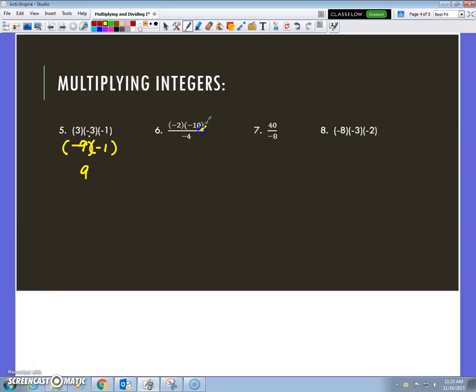On number 6, I'm going to do the numerator first. Negative 2 times negative 10 would be a positive 20. Two negatives when you multiply is a positive outcome, divided by negative 4. Now I have a positive value divided by a negative value. I'll have one of each, so I know my outcome will be negative. 20 divided by 4 is 5. Number 7, a positive divided by a negative is a negative. And 40 divided by 8 is 5.